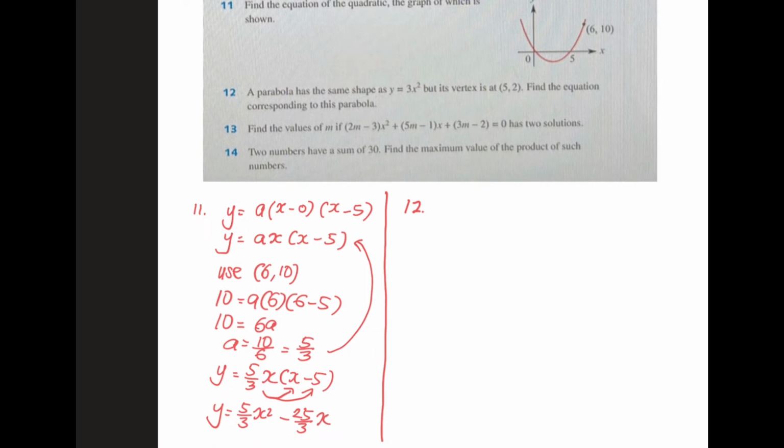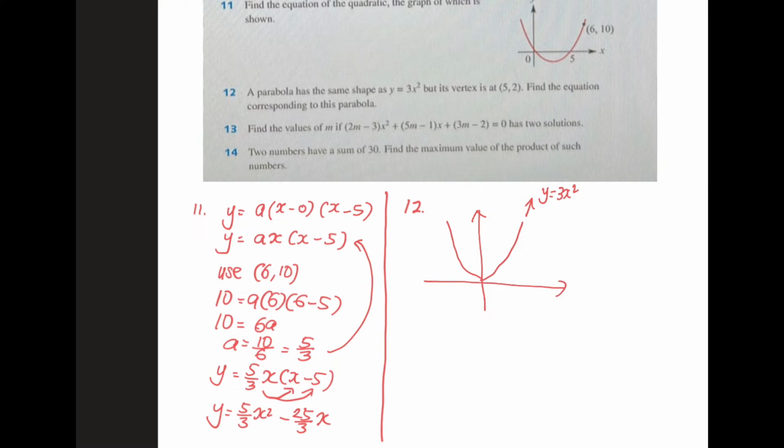Question 12. So what they give us, they said the parabola has the same shape as y equal to 3x squared, but its vertex is at 5, 2. Find the equation corresponding to this parabola. Okay, so I try to draw it out to let you see what happened here. If I draw it, y equal to 3x squared is actually like this. Y equal to 3x squared.